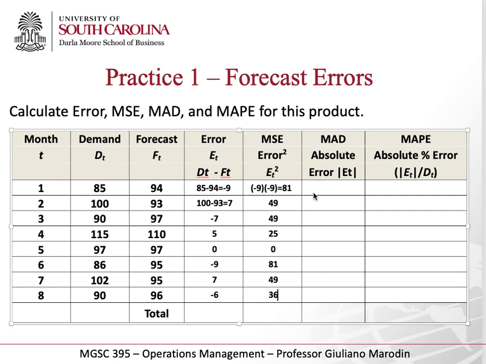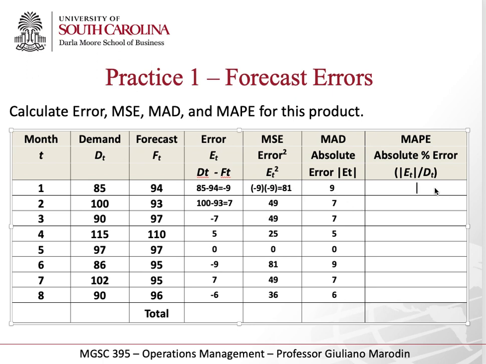For the mean absolute error, we're going to take the error here and just do the absolute value of that, right? So we can just take the error there. It's going to be the 9, 7, 7, 5, 0, 9, 7, and 6, right? Same thing that you have here, but absolute value.